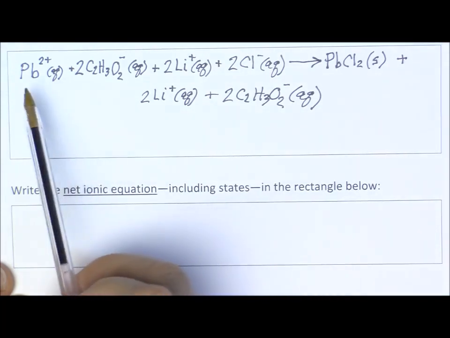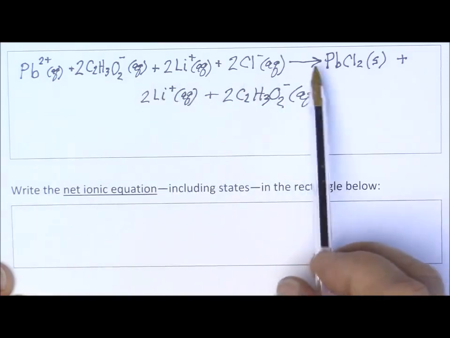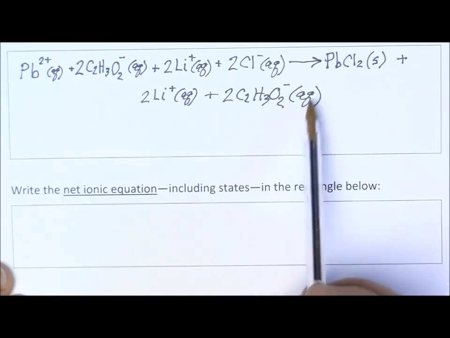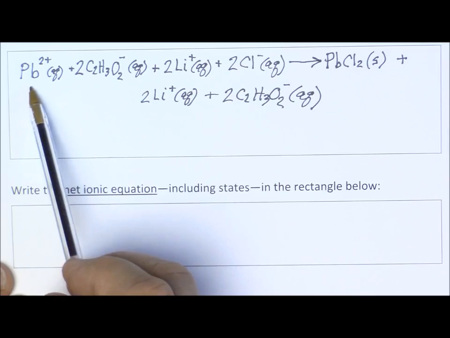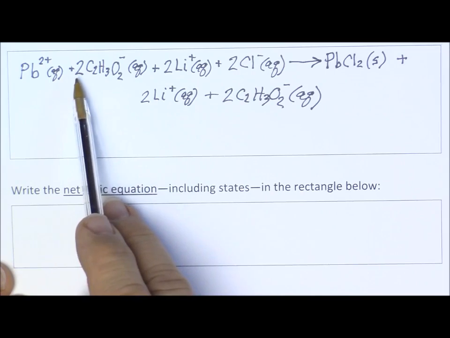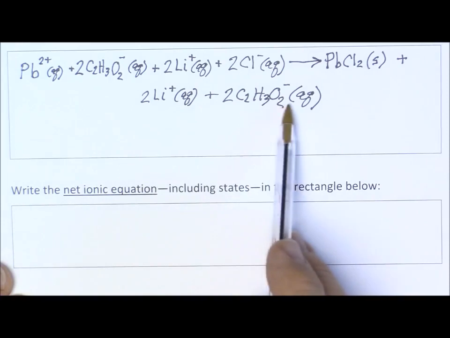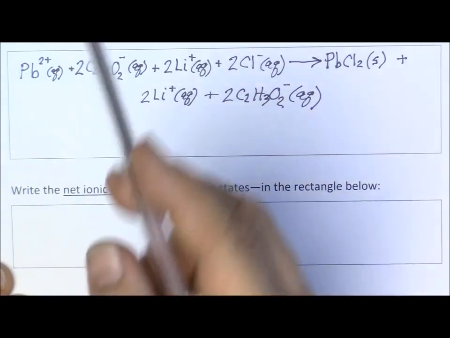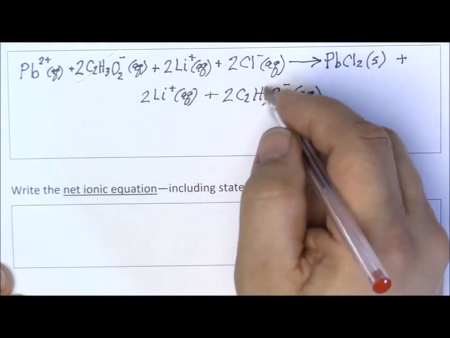So let's just start here at the left. We have a lead 2 ion that's aqueous on the left. On the right hand side of the arrow, I don't see any lead 2 ions that are aqueous. So we'll leave that as part of the net ionic equation. Also on the left, 2 acetate ions. Do we see anything like that on the right? Yes, right there. 2 acetate ions, 2 acetate ions. So I can lightly cross them off.